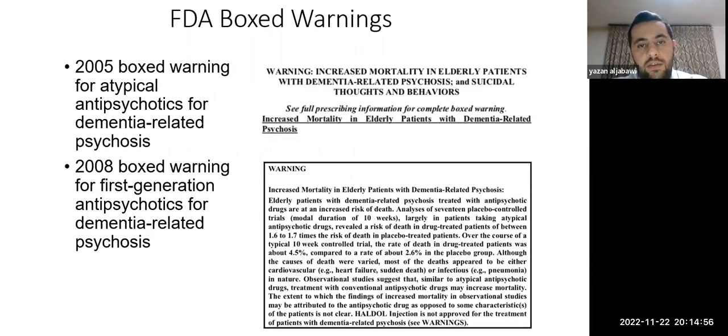This is the FDA boxed warning for antipsychotic medications. In 2005, it was put on the atypical antipsychotics for treatment of dementia-related psychosis, and in 2008 it was put on the first generation antipsychotics, because antipsychotics were noticed to increase mortality in dementia patients.